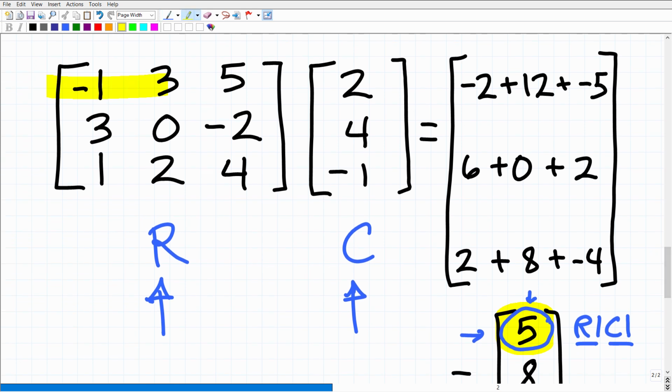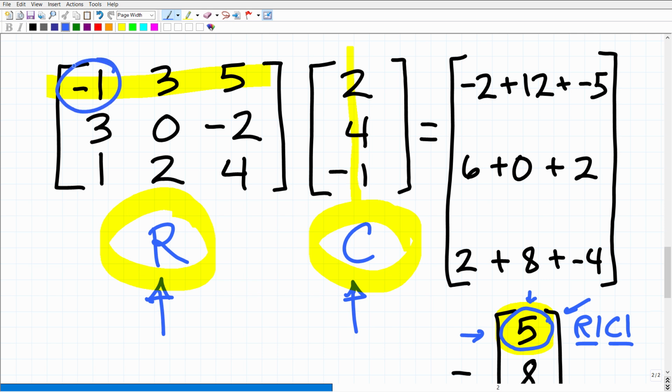So again, we're going to use the first row, the row 1 of this matrix here, because we use the rows of this matrix, never the columns. Then we're going to use the columns here. Again, there's only one column, so we're going to be using these two right here, this row and this column, to get this answer, row 1, column 1.